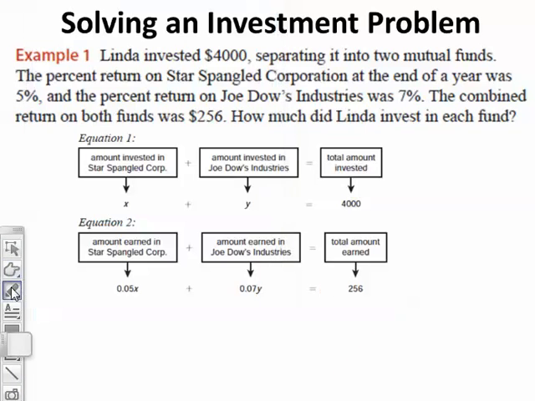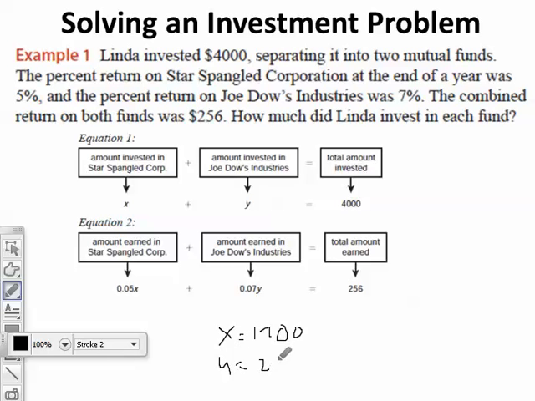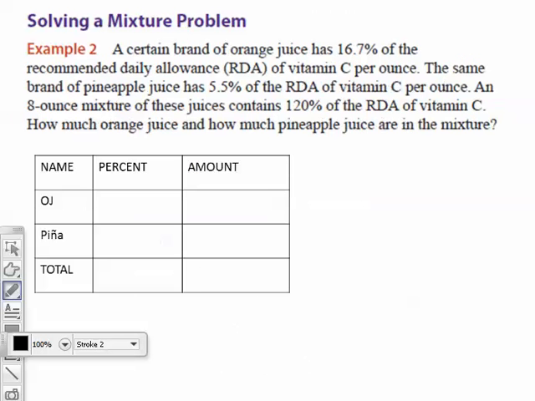Real type problems, okay? So X was 1,200 and Y equaled 2,800. Well, we can check our answer real quickly here. 1,200 plus 2,800, that's $4,000. That worked out. We can multiply 1,200 times 0.05, and that's going to be $60. And we can multiply 7% times 2,800, and that's going to be $196. And guess what? It worked out just beautifully. Okay? Let's go look at some more.